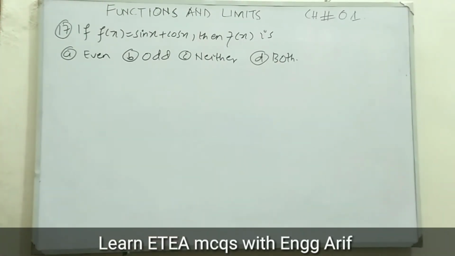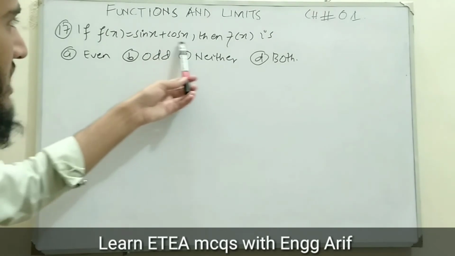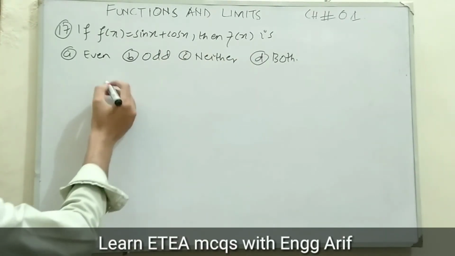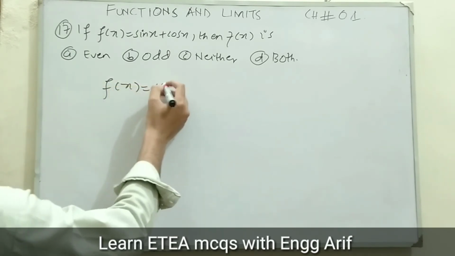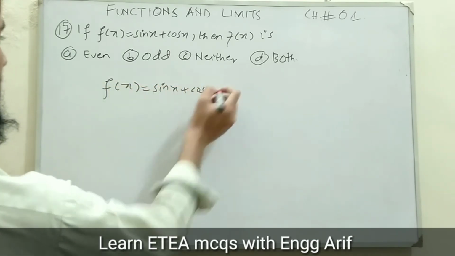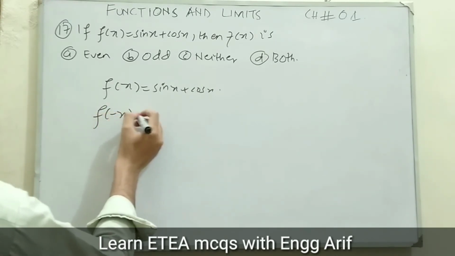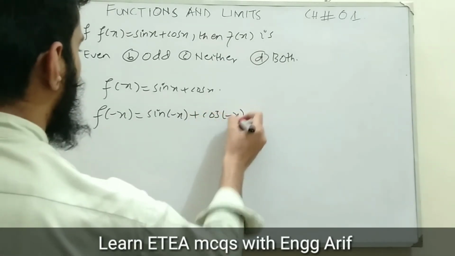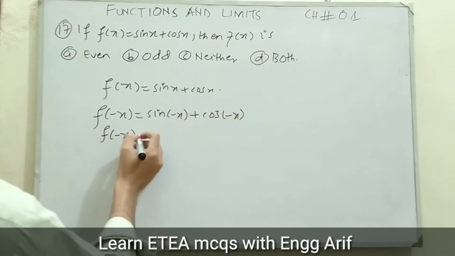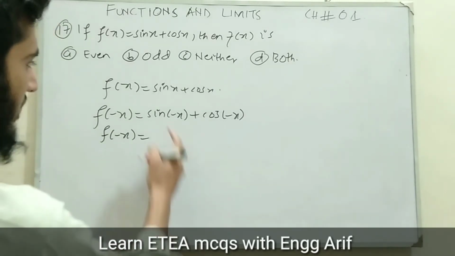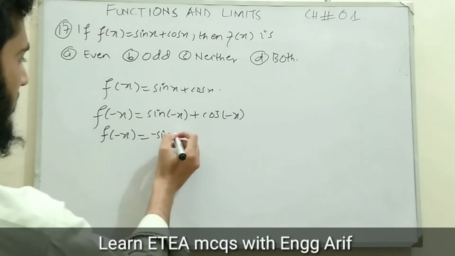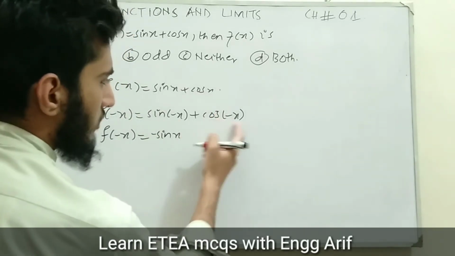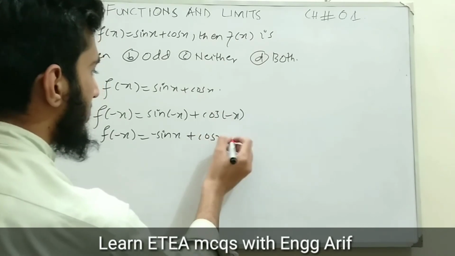Now move toward MCQ number 17. It tells that if f of x is equal to sin x plus cos x, then the function f of x will be even, odd, neither, or both. So move towards the solution, taking the given function f of x is equal to sin x plus cos x. Replace x with negative x, so f of negative x will be equal to sin of negative x plus cos of negative x. Sin is an odd function, so minus comes to the front, and cos is an even function, so it becomes the positive original function. It becomes cos x according to the even function definition.